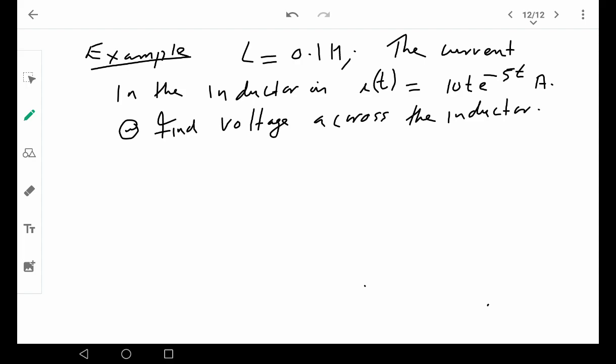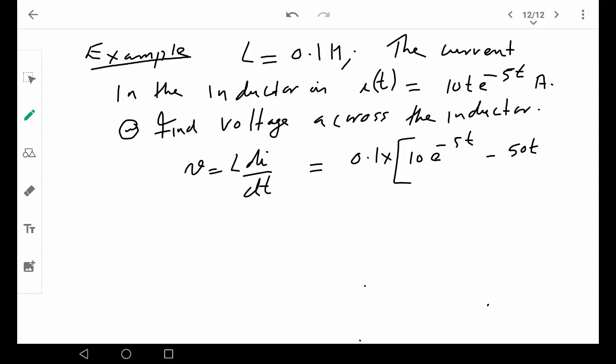So what's the voltage across the inductor? The voltage is given by V equal to L di by dt. So that will be 0.1 into di by dt, which you can find as 10 e raised to minus 5t minus 50t e raised to minus 5t. That's the voltage.